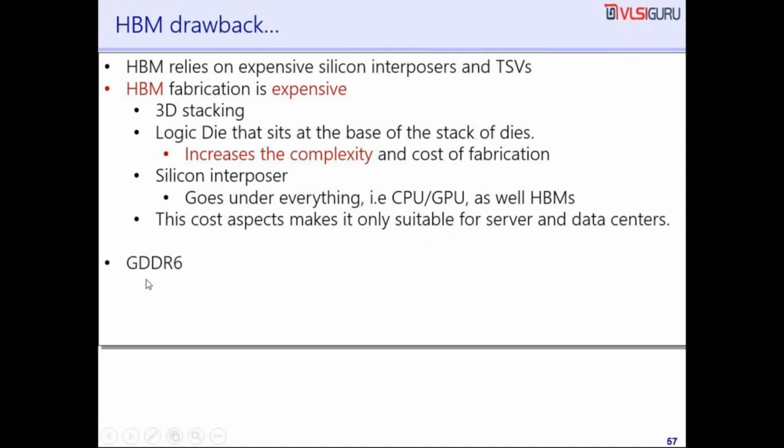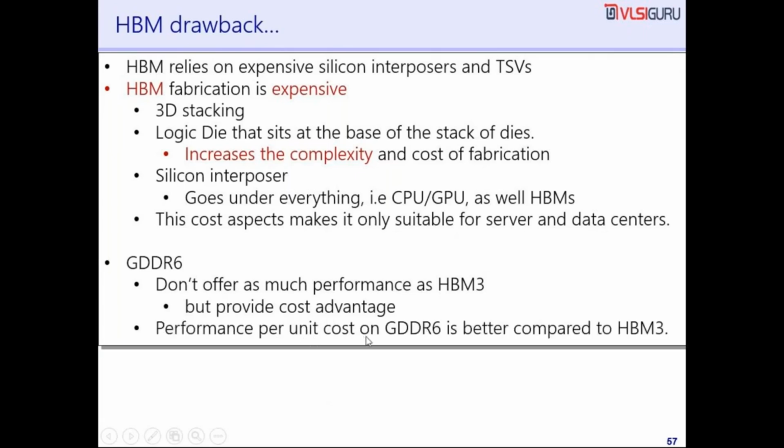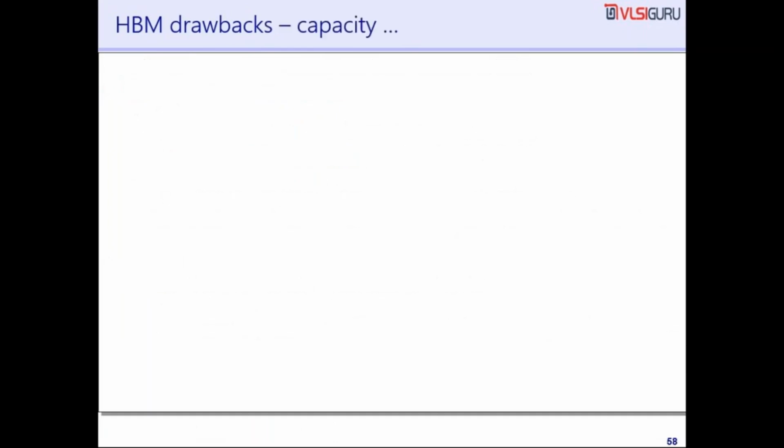Whereas talking about GDDR6, they don't offer as much performance as HBM3, but provide the cost advantage. Performance per unit cost on GDDR6 is better compared to HBM3. The only advantage GDDR6 has is the unit cost. HBM3 is expensive in terms of cost. But in terms of power efficiency and bandwidth efficiency, HBM3 stands out compared to DDR and GDDRs. One other drawback with the HBMs is the capacity.